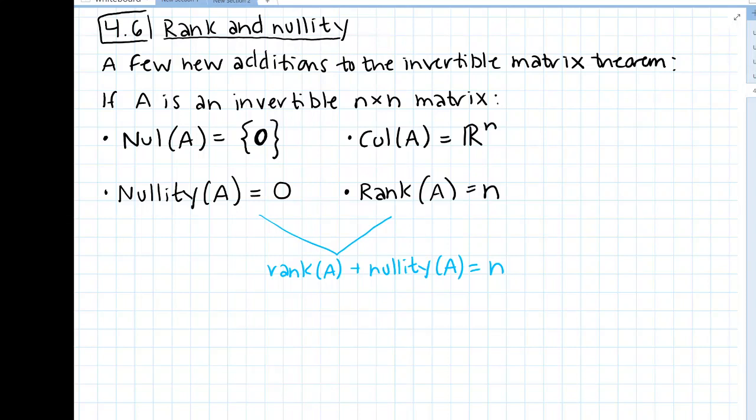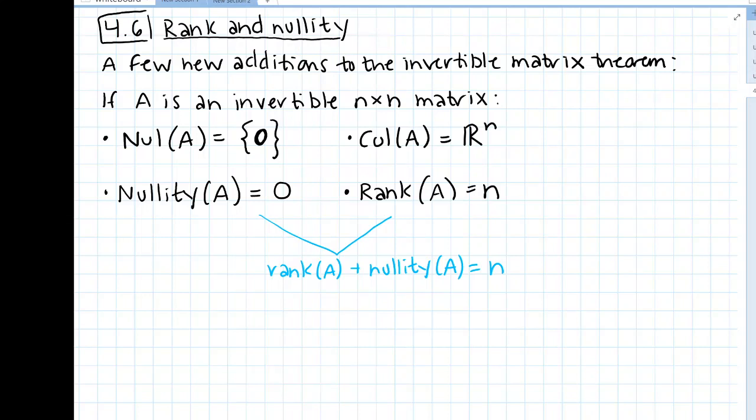So basically now, anytime there's a question that tells you one of these four things, you can also then assume that A is invertible and all that other stuff that's on that list. Okay, so that wraps up our discussion of rank and nullity.